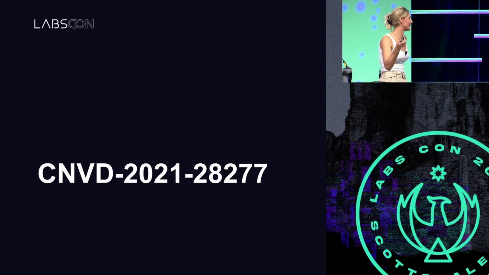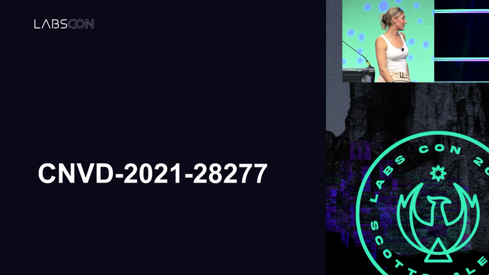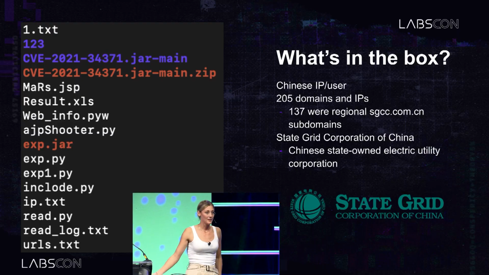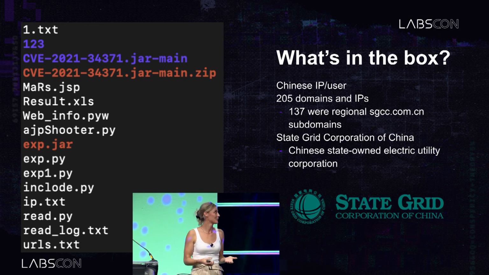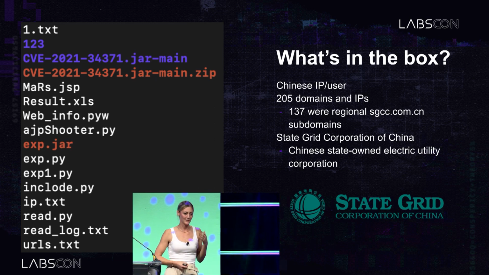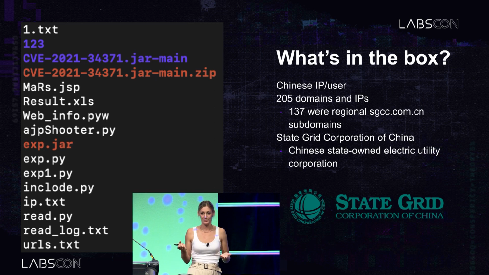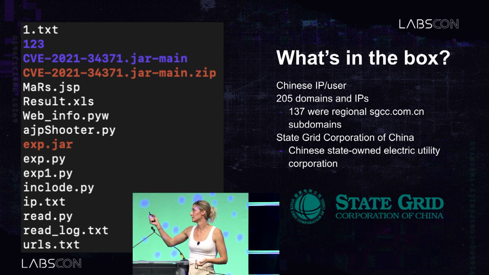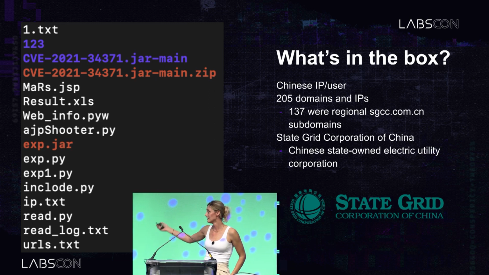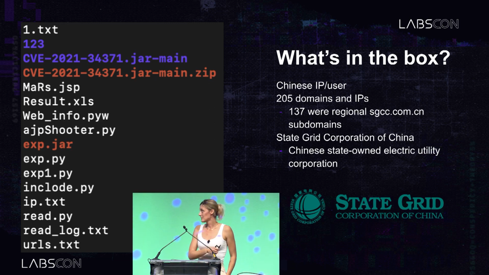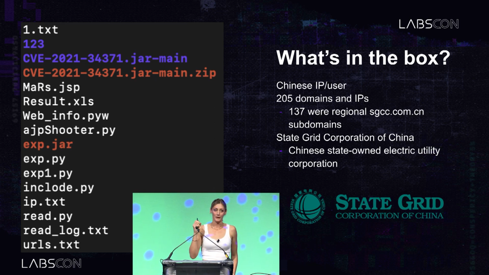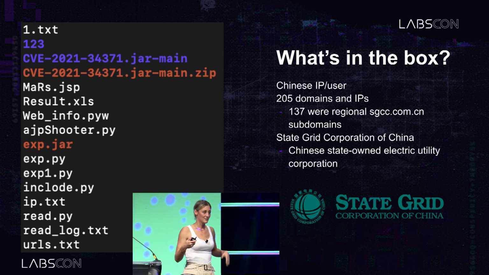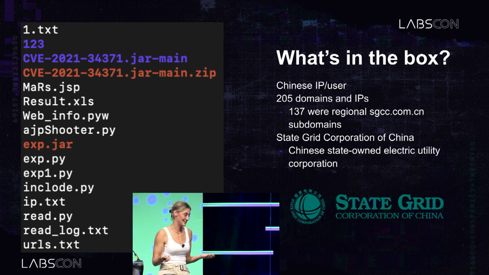So this is what started the rabbit hole, CNVD-2021-28277. I was threat hunting with a friend, and we came across a box that was initially very suspicious: a Chinese IP address, improperly secured, with a list of vulnerabilities and exploits, and a list of what appeared to be 205 potential targets, 137 of which were regional sgcc.com.cn subdomains. That's the State Grid Corporation of China. It was listing every region in China of all the energy providers, their mail servers, their online payment portals. And I was like, okay, who's going after the Chinese energy grid?